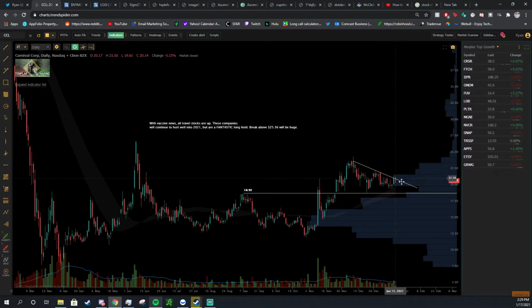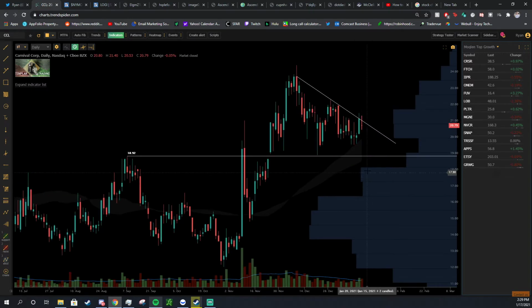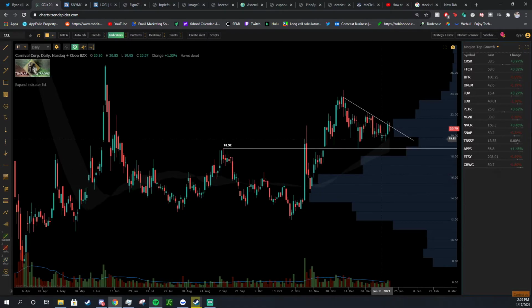We do kind of have this falling wedge forming. We did kind of test it before, but the Friday sell-off may bring us back down to this support. I do like how we kind of bounced off the 50 MA here. It hasn't always respected it, but at least it did here.